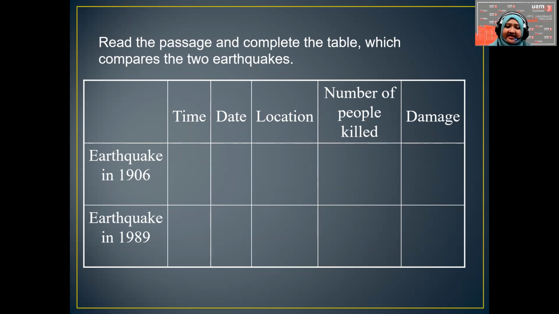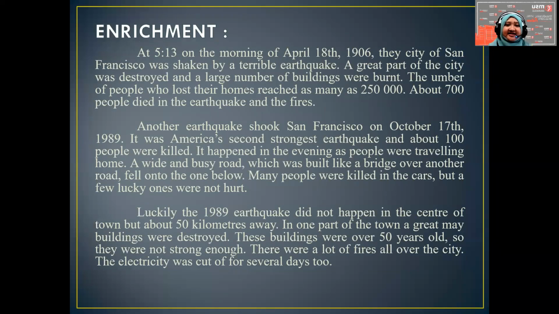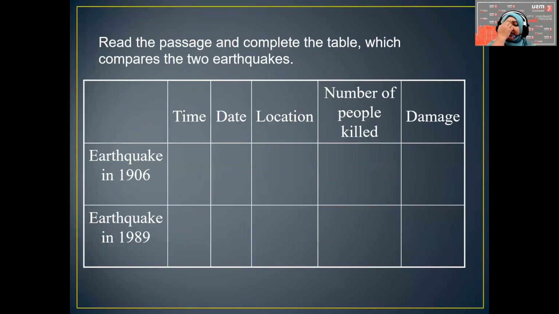And from then, there's a linear text on the earthquake that happened in San Francisco in 1906, to the earthquake that happened in San Francisco again on October 17, 1989. So there is a difference of many years, and how severe the earthquake was from 1906 to 1989. So between these two years, what kind of damage happened.